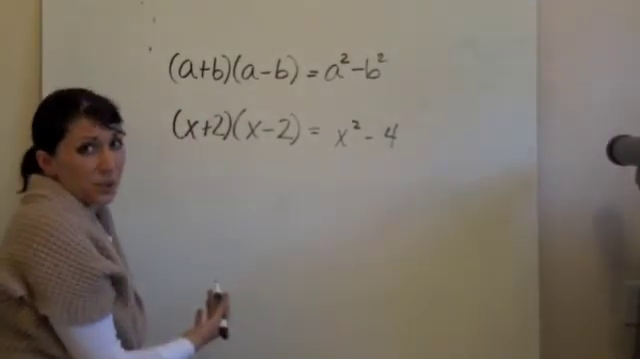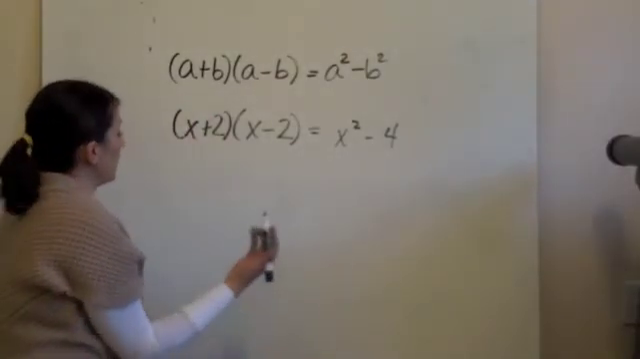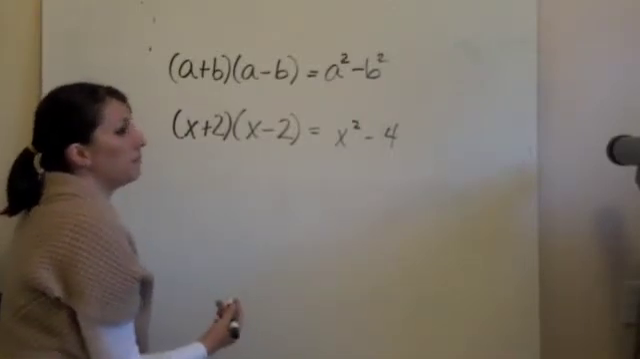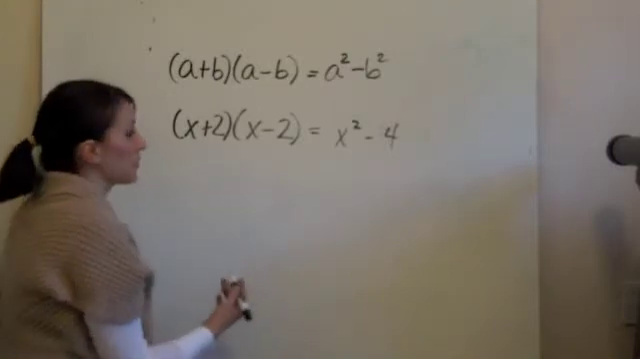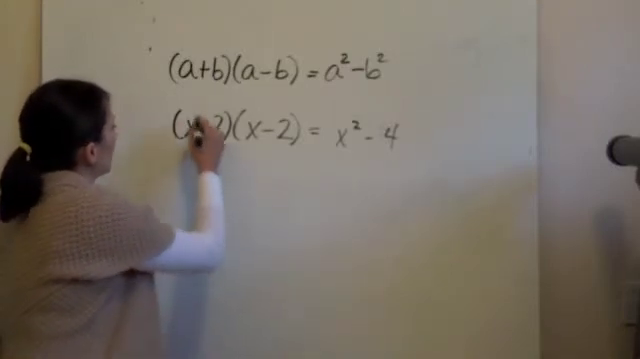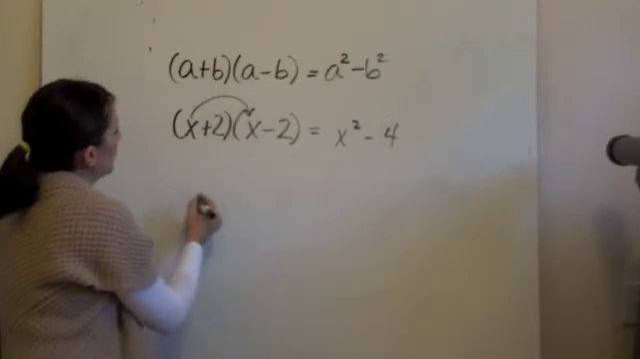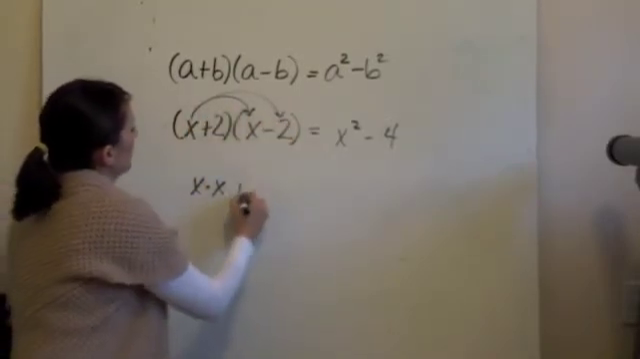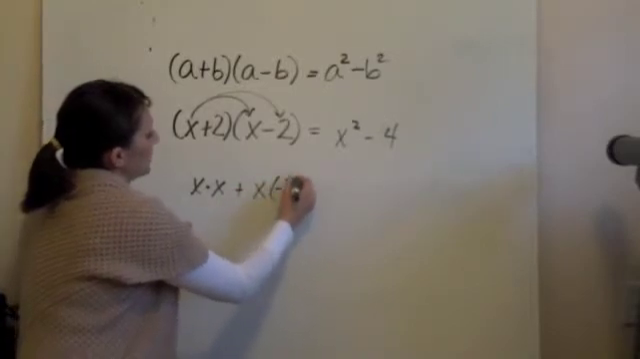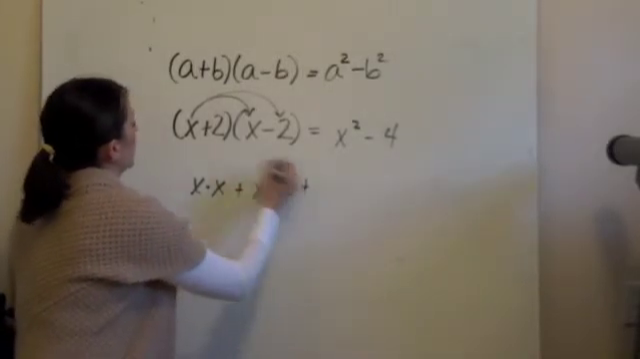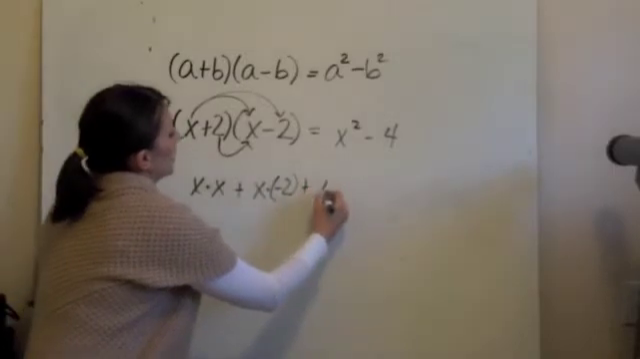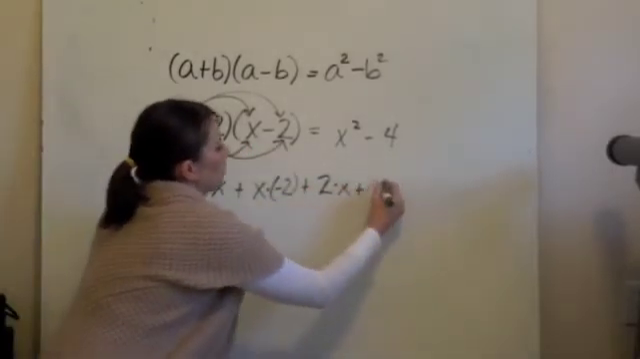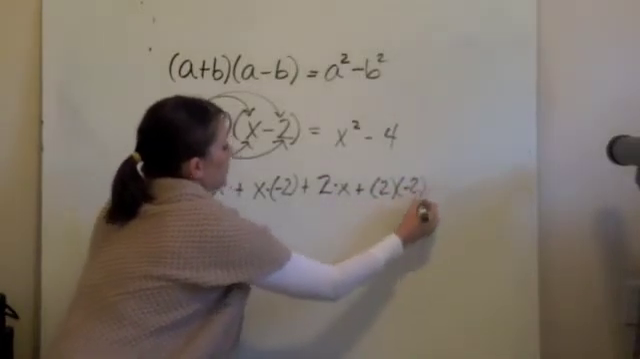You can still use the FOIL method with this also. The FOIL method always works and trumps everything. These are just shortcuts to help you get through things quicker as things become more long-winded. But we can use the FOIL method. First terms, x times x. Outer terms, plus x times negative 2. Inner terms, 2 times x, and last terms, plus 2 times negative 2.